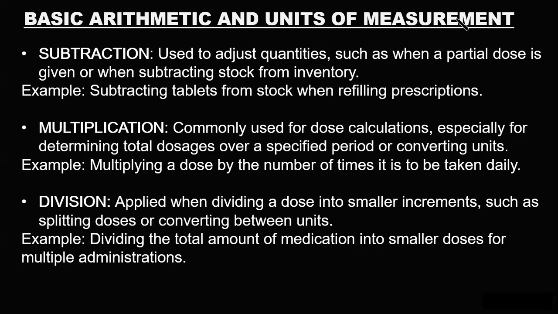Let's give an instance. A prescription requires a patient to take 250 milligrams of a medication twice daily for 7 days. I think we did something like that. This is multiplication, repeated addition. So 250 milligrams of a medication twice daily for 7 days. Now, find out the total amount needed for the week.